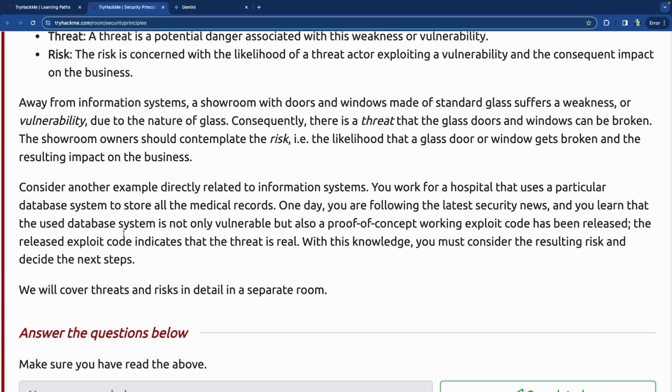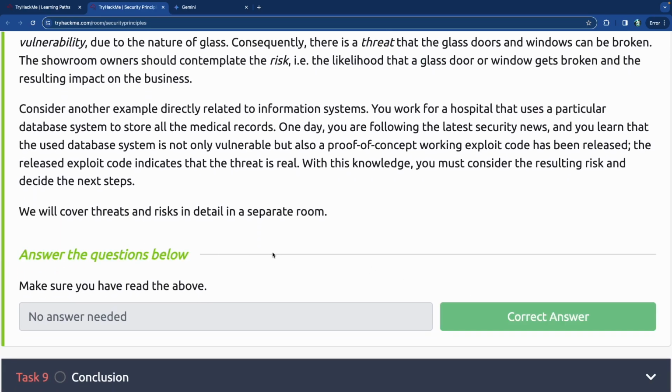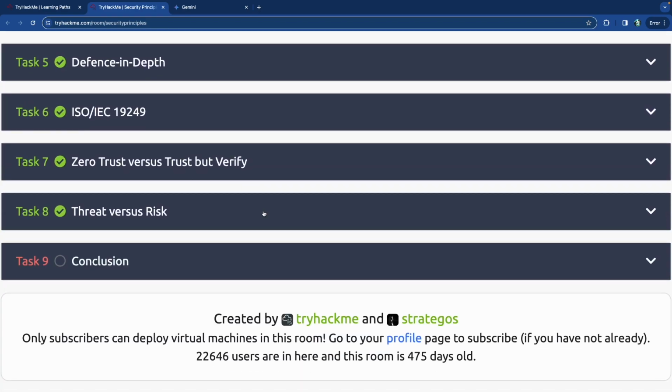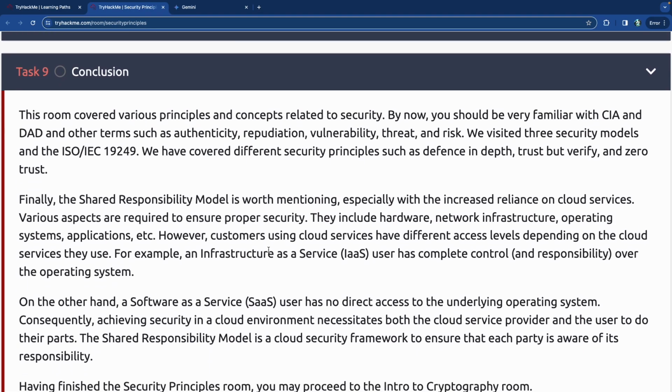So there's a vulnerability, there could be a threat to that vulnerability, and the risk is how likely is it that this is actually going to happen, and what is the damage that's going to happen if this does happen, right? We're going to look at the details of this stuff in a different room. And that's basically it for the security principles room, and our conclusion goes as such.